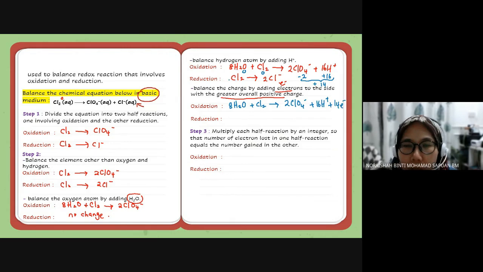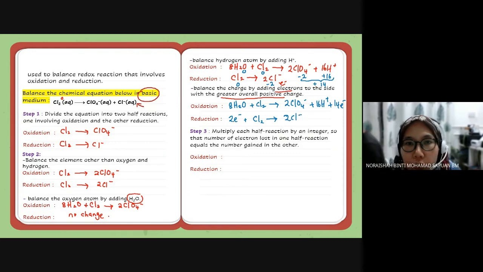So for reduction here, the charge of chlorine is 0 and then 2 chloride ion means 2 times negative 1, so negative 2. So kat sini kita nampak kosong lebih besar. So beza antara kosong dengan negatif 2 adalah 2. So kita akan tambah elektron at the left side, 2 electron. So 2 electron times chlorine to form 2 chloride ion.